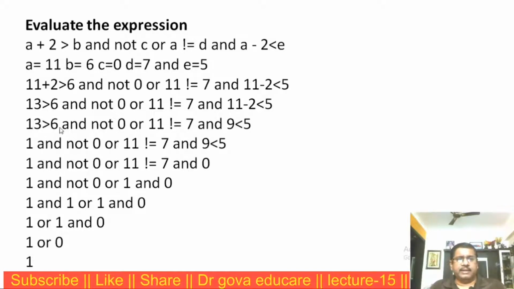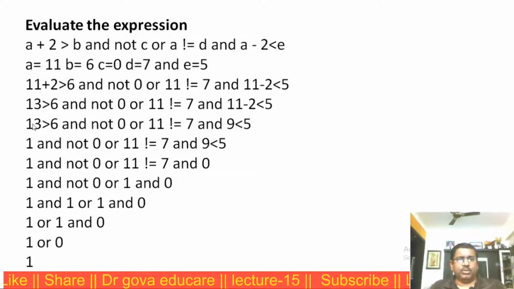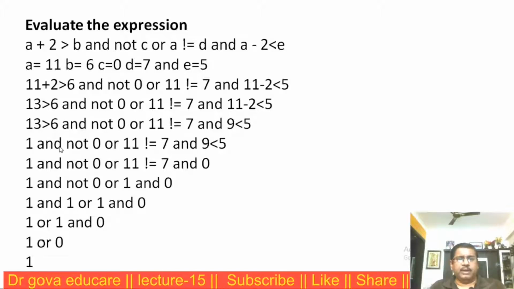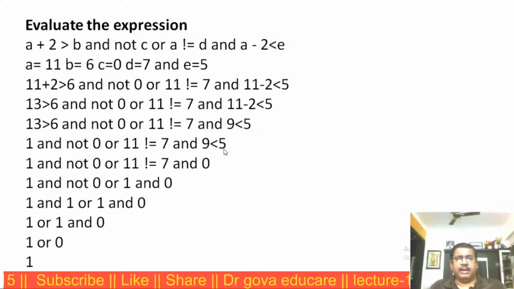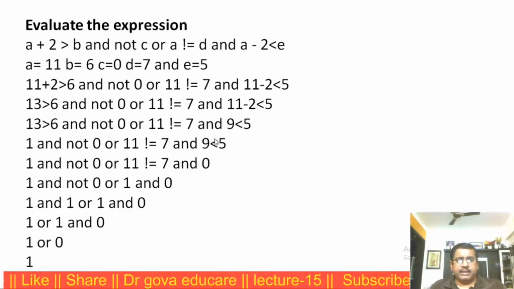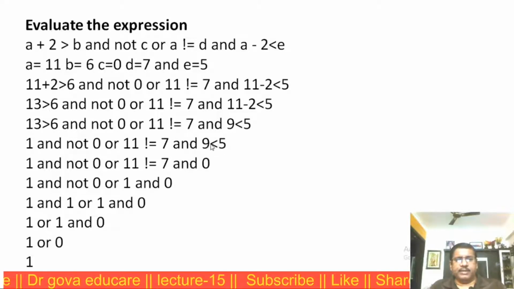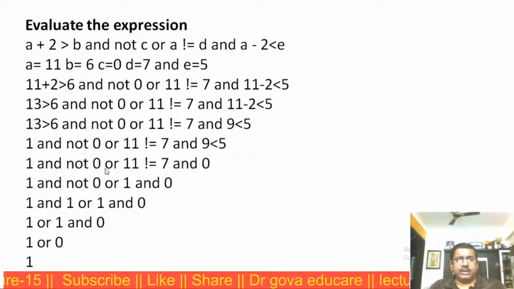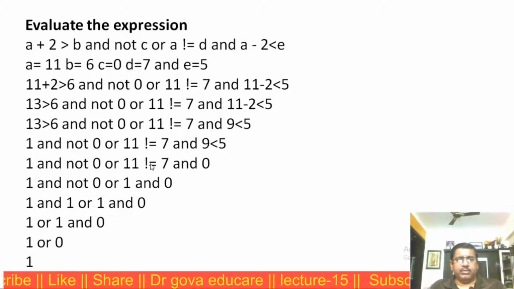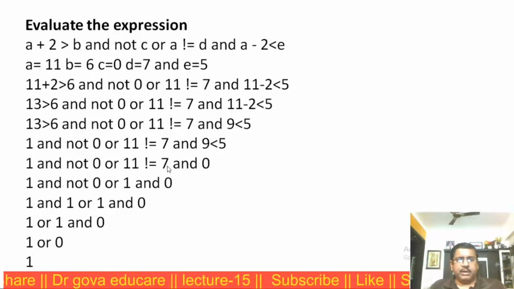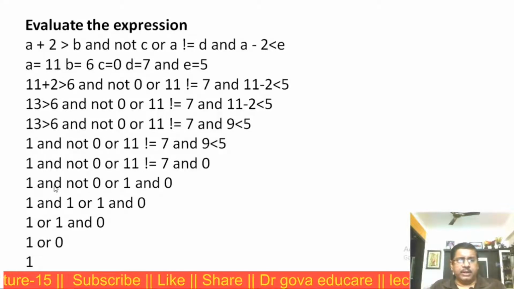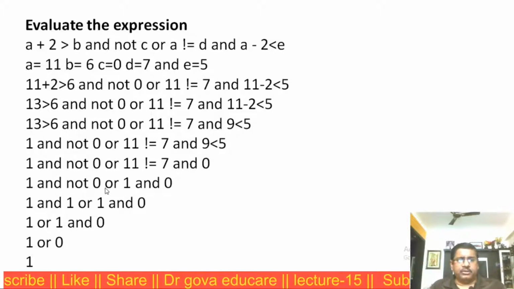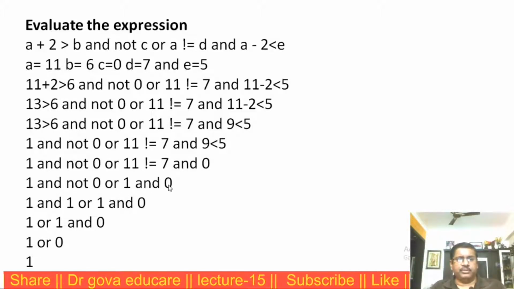13 greater than 6, true, it returns 1, and not 0 or 11 not equal to 7 and 9 less than 5. In this expression, the next relational operator is 9 less than 5. It is false, it returns 0. Now the next relational operator is not equal to. Here 11 not equal to 7, it is true. The result returns 1. Finally, 1 and not 0 or 1 and 0.